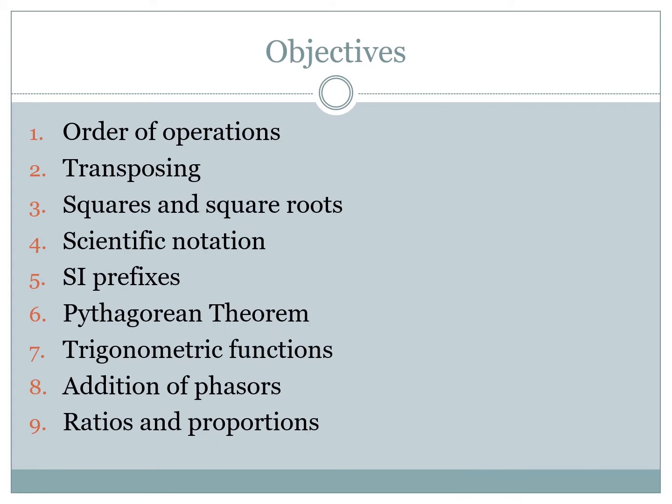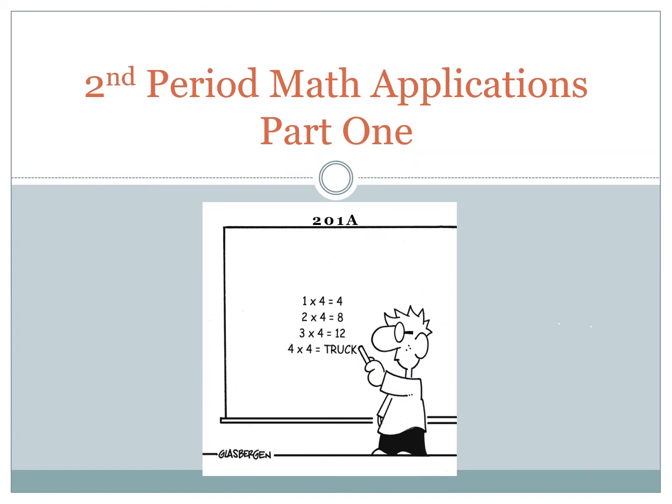This module has 9 different objectives that we're going to split into 6 videos. The first video is going to deal with objectives 1, 2, and 3 on order of operations, transposing, and squares and square roots. The second video will deal with scientific notation and SI prefixes. The third video will deal with Pythagorean theorem. Number 4 will deal with trigonometry. Number 5 will be the addition of phasors. And lastly, video number 6 will be on objective number 9 of ratios and proportions. So let's get started with objectives 1, 2, and 3 in video 1.